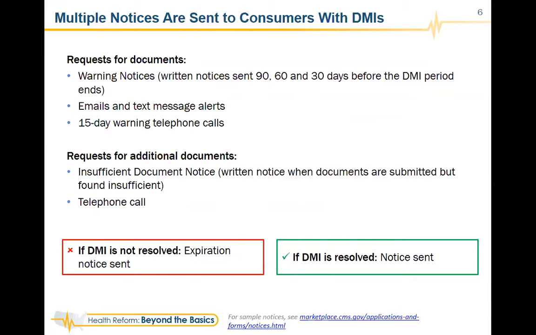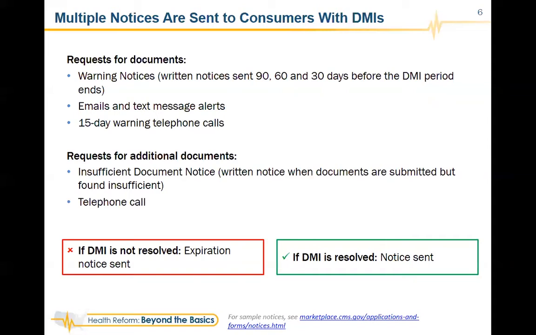Then there are also other kinds of notices. In certain cases, individuals will send in some type of document that is seeking to resolve the data matching issue. But if it's not going to be sufficient, from the standpoint of the marketplace, to resolve the matter, they should get what is referred to as an insufficient document notice, and that notice should give some additional instruction to the consumer about what would be needed, and what could potentially be used to resolve the data matching issue.